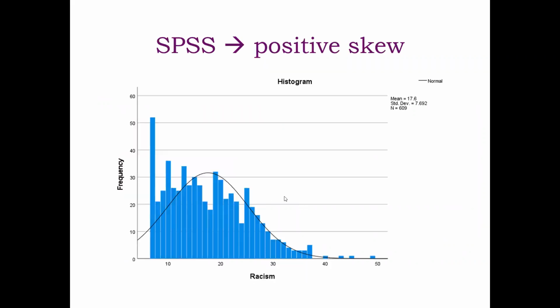And here's an example from recent SPSS, positive skew. This is racism, people actually self-reporting. That means what they say in a survey. Most people say they're not at all racist, but a few people do admit to being racist, right? So we have that cliff on the left and a few really high scores on the right.